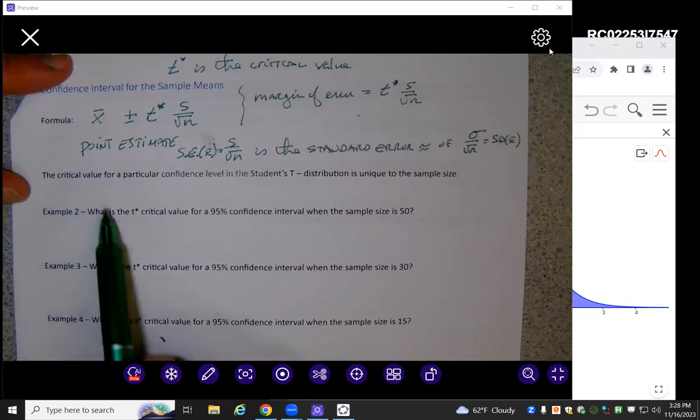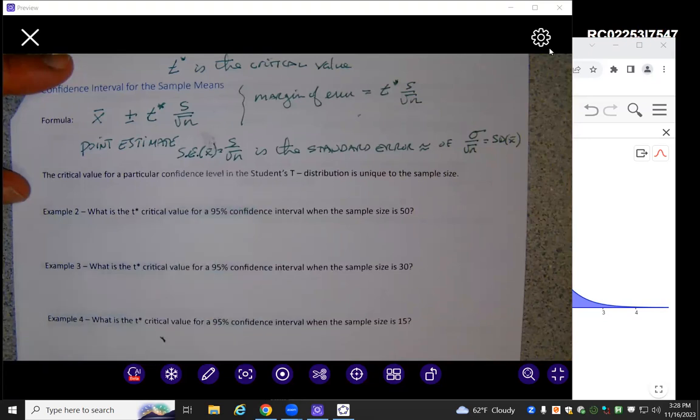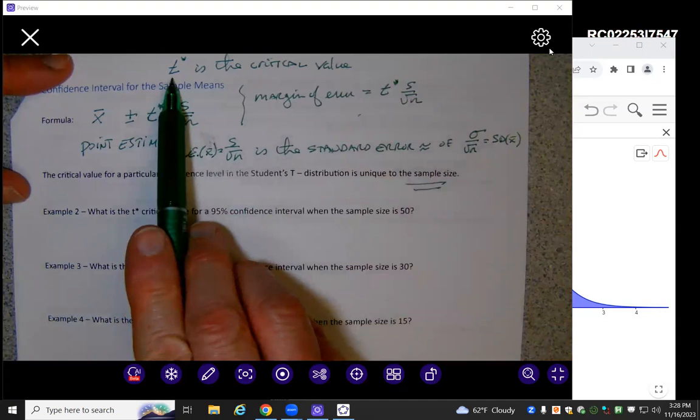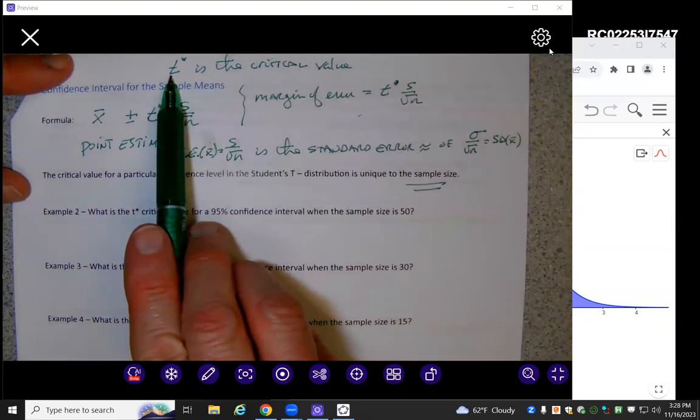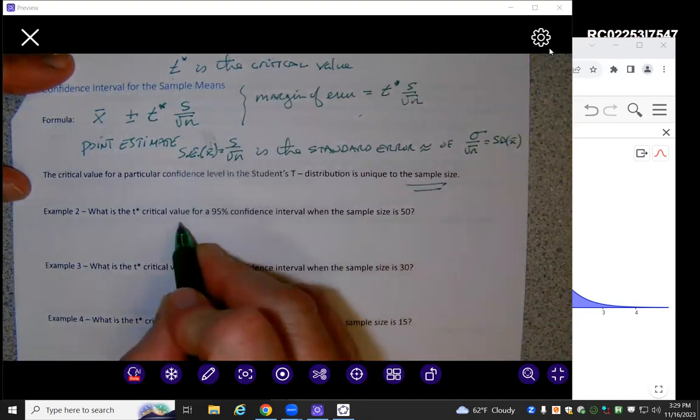So the critical value for a particular confidence level in Student's t distribution is unique to the sample size. So before we listed like, hey, if you want a 95% confidence interval, the Z star value is 1.96. You want 90%, it's 1.645, and so on. But there's no such thing here. So every time you're going to have to look up the T critical value. Okay, so we're going to do that right now.